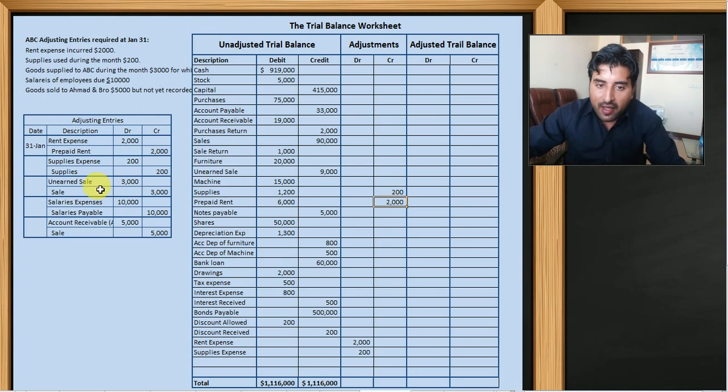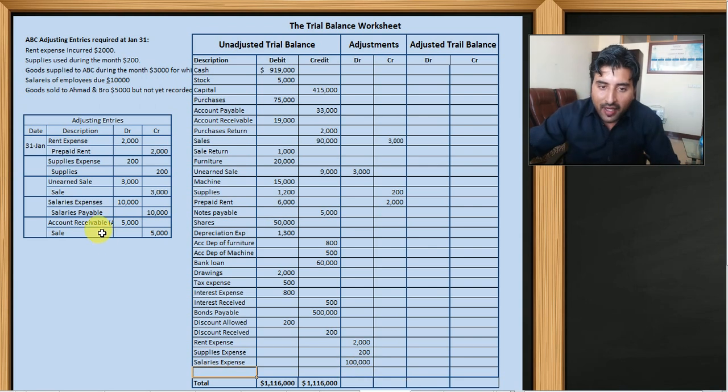Next we have unearned sale. So we have the unearned sale account. How much? 9,000. So debited $3,000. And do we have any account related to sale? Yes, we have it. So the sale account is credited how much? $3,000. Next we have salaries expense. We do not have any salaries expense account here, so you have to include it here. The salaries expense account should be debited how much? $10,000.